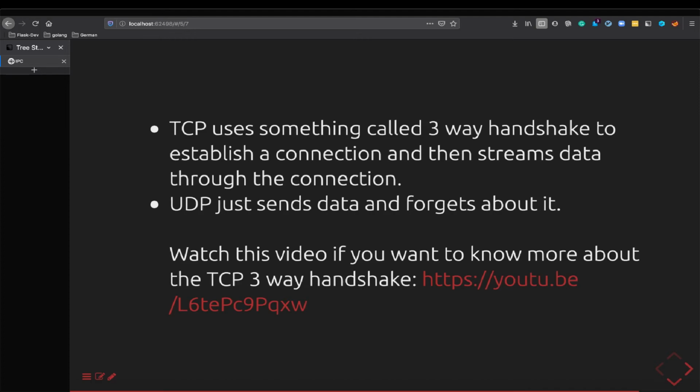But if you look at UDP, what happens is as a client or as a process, you just send data and you forget about it. You do not wait for an acknowledgement or for a response for your data. That's the reason datagram sockets are unidirectional and only stream sockets are bidirectional.